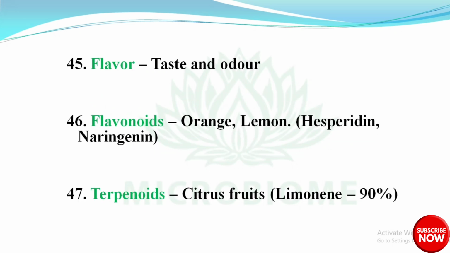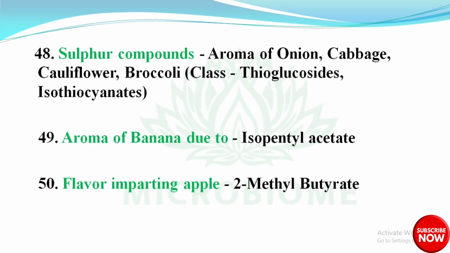Next about flavor, taste and odor. Then flavonoids: orange and lemon, hesperidin, naringenin. Terpenoids: citrus fruits, limonin, 90%. And next about sulfur compounds. It's the aroma of onion, cabbage, cauliflower and broccoli, class thioglucosides, isothiocyanates.